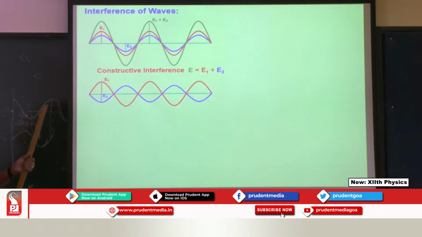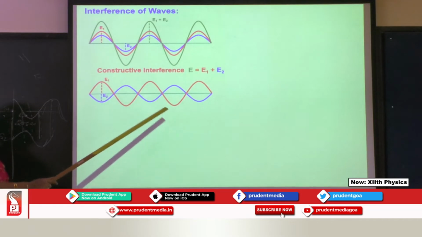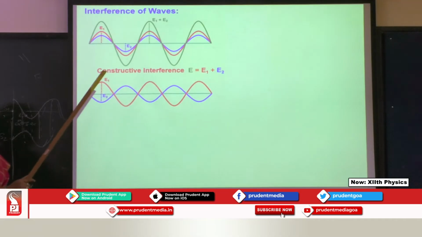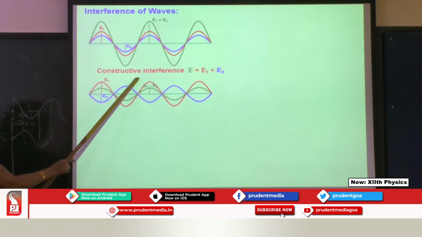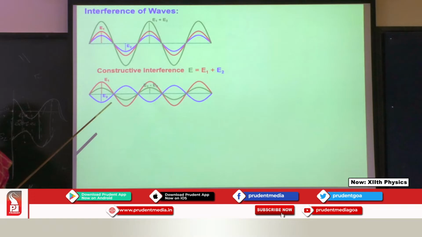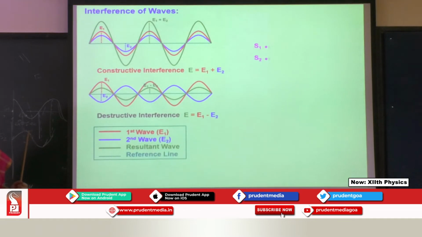When a crest of one wave meets the trough of another wave, then a destructive interference happens. The resultant wave is the difference between the two amplitudes. So this is what we have over here.